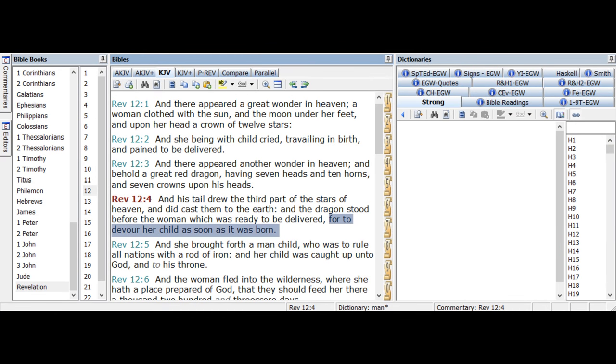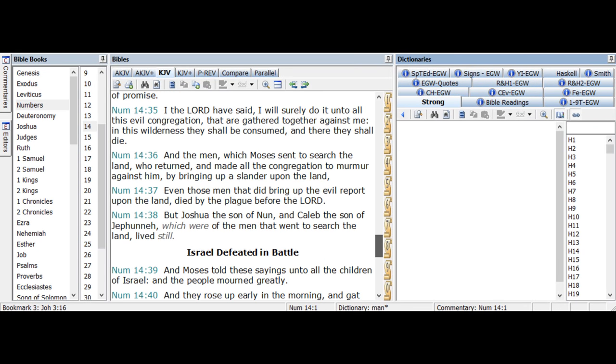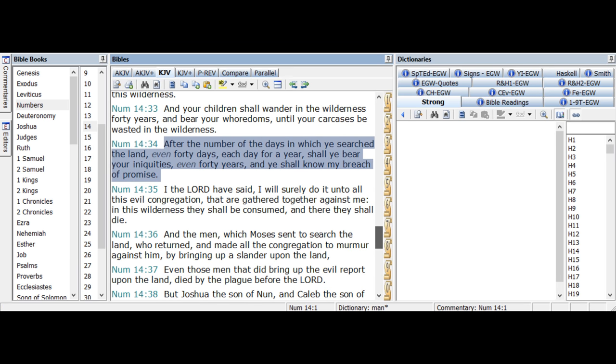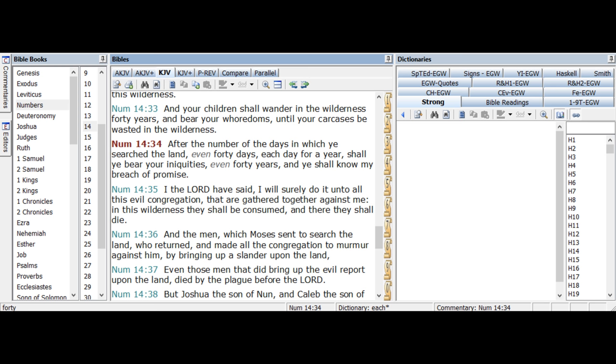Let's go to Numbers 14 and verse 34. Here, God makes a prophecy about the Israelites. He says, after the number of the days in which ye search the land, even 40 days, each day for a year, shall ye bear your iniquities even 40 years, and ye shall know my breach of promise. He said, each day in this prophecy, each day for a year. God had appointed in this prophecy each day for a year. So a day in Bible prophecy is equal to a literal year.